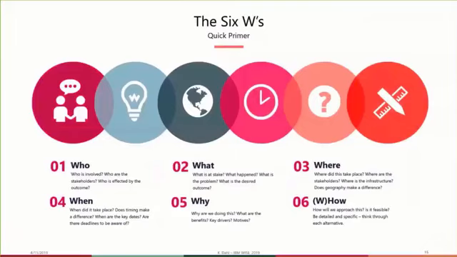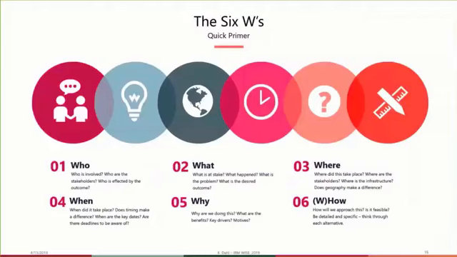What is at stake? Whether it's data or a physical asset, what happened? What is the problem? What's the desired outcome of this? Where did this take place? Does geography matter? Where is the infrastructure? Where is the victim? Where is the adversary? Does this matter? And again, when?